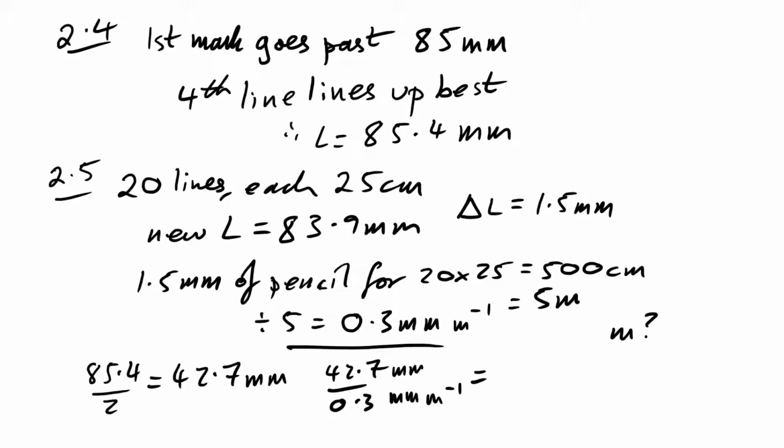But let's try and understand what's going on here. We need to lose 42.7 millimeters of the pencil. Every 0.3 millimeters of that, we've drawn a meter, and that gives me 142 meters. Not an easy question, that one.